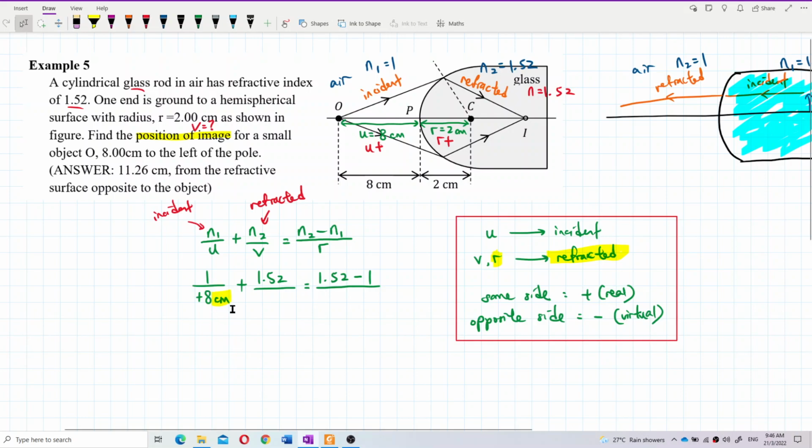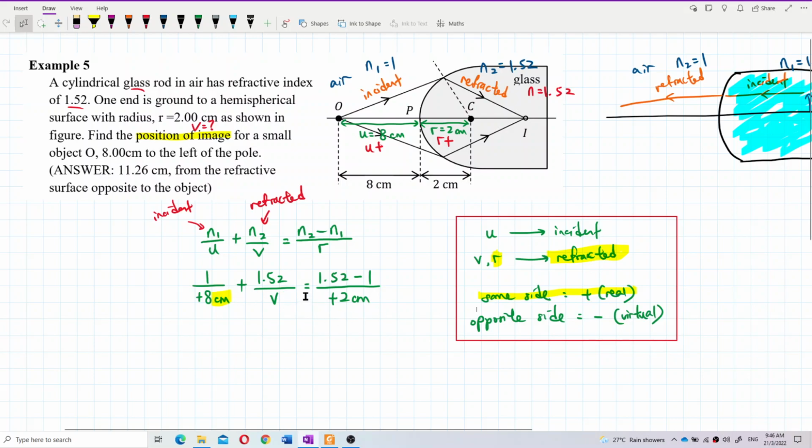Okay, if it's a non-SI unit, you must put the non-SI unit together with the value when you substitute the value. Don't just put the value. So V, and then R is positive 2 centimeter, because the radius is positive, as it is on the same side as the refracted ray. Radius is compared with the refracted ray, and image also compared with the refracted ray later on.